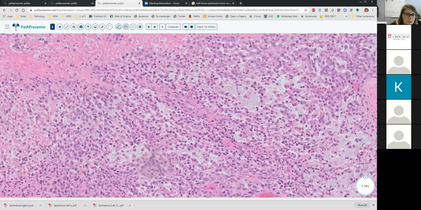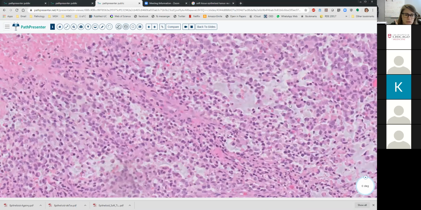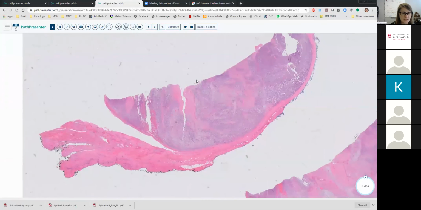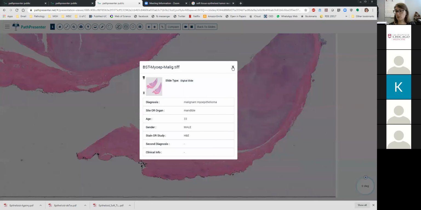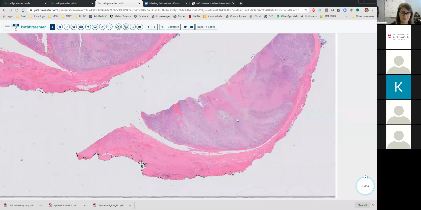But what I want to show here is this prominent myxoid stroma. And so this is, again, where my head and neck and my bone and soft tissue overlap. Whenever you see this prominent myxoid stroma, think about a myoepithelial neoplasm. Remember that myoepithelial neoplasms can happen in the salivary gland, in the deep soft tissues, and in the bone. This particular one happens to be in the bone. So these can happen anywhere.